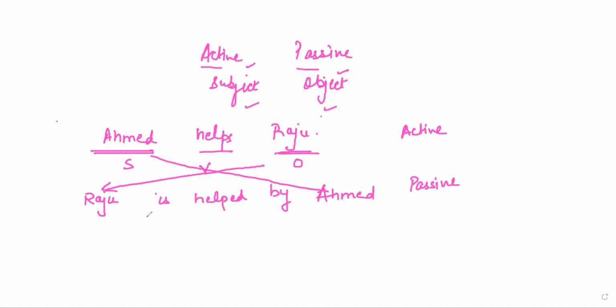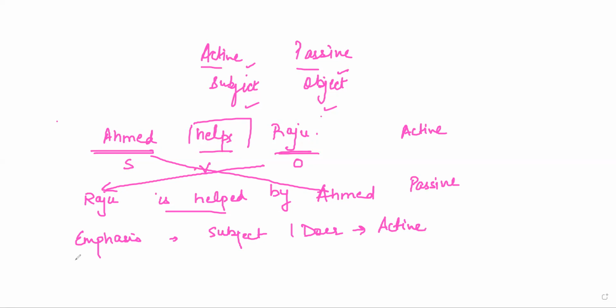The meaning has remained the same, but the verb which was here as helped, the form of verb has changed from active voice to passive voice. Okay, here it becomes is helped, so which is in passive voice. Fine. So, how do we identify, first of all, whether a sentence is in active voice or whether it is in passive voice? See, when the emphasis is on the subject or on the doer of an action, then we say it is an active voice. Okay, then we say that the sentence is in active voice.